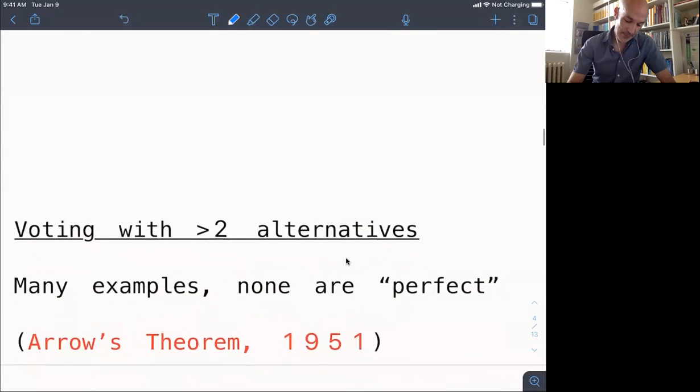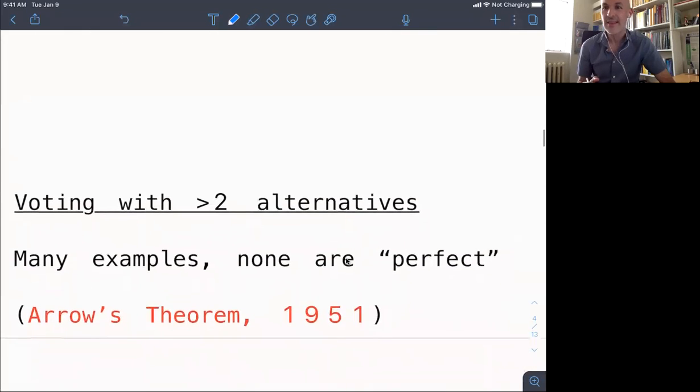So I want to jump to the main theorem in this subject. And this is what happens when you vote when there are more than two alternatives. So there's a theorem, not this one. There's a theorem due to May that says that voting between two alternatives, there is essentially one and only one way that's going to be anonymous, neutral, non-manipulable, and that's majority rules. So there's a perfect answer for voting when there are two people, two alternatives.